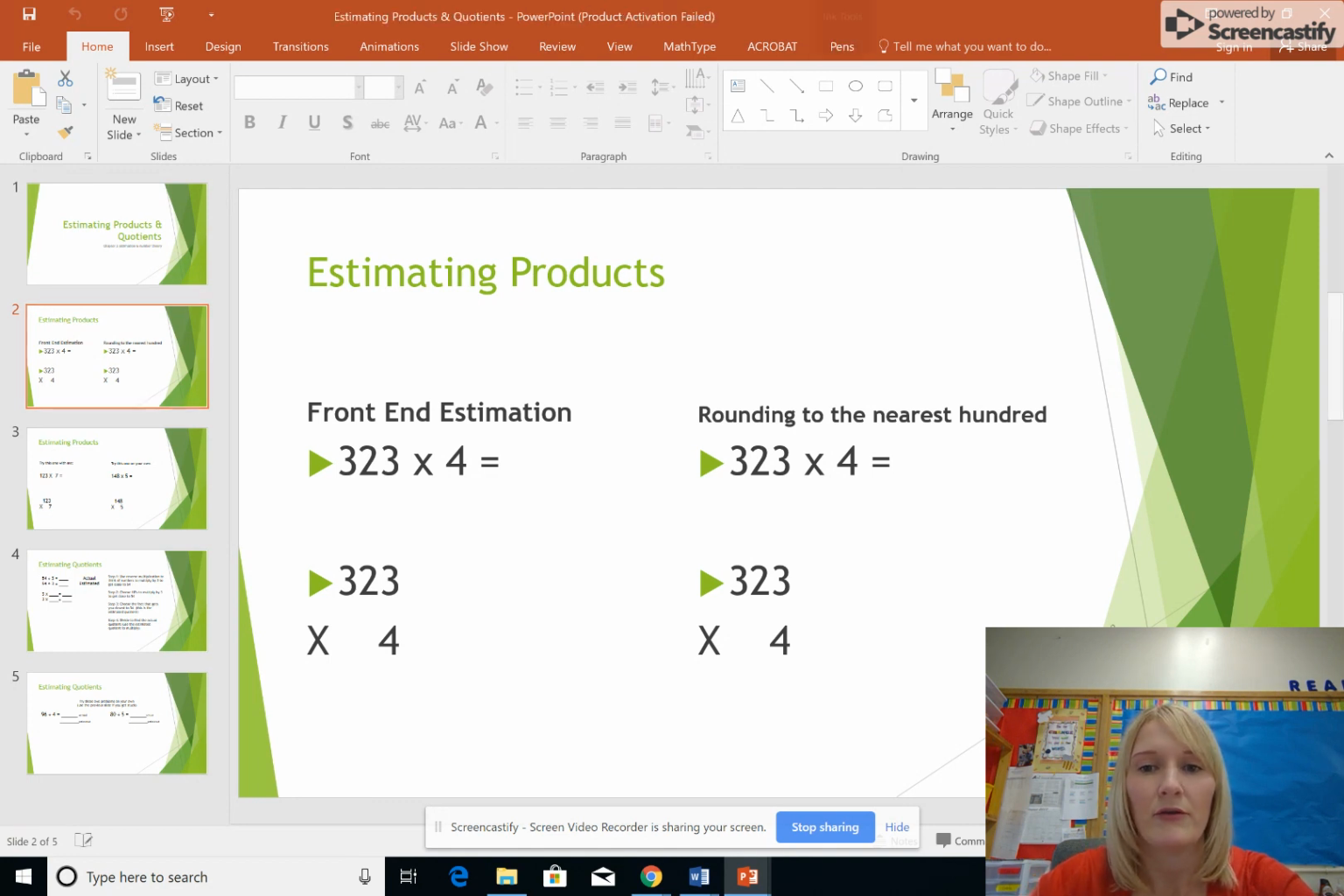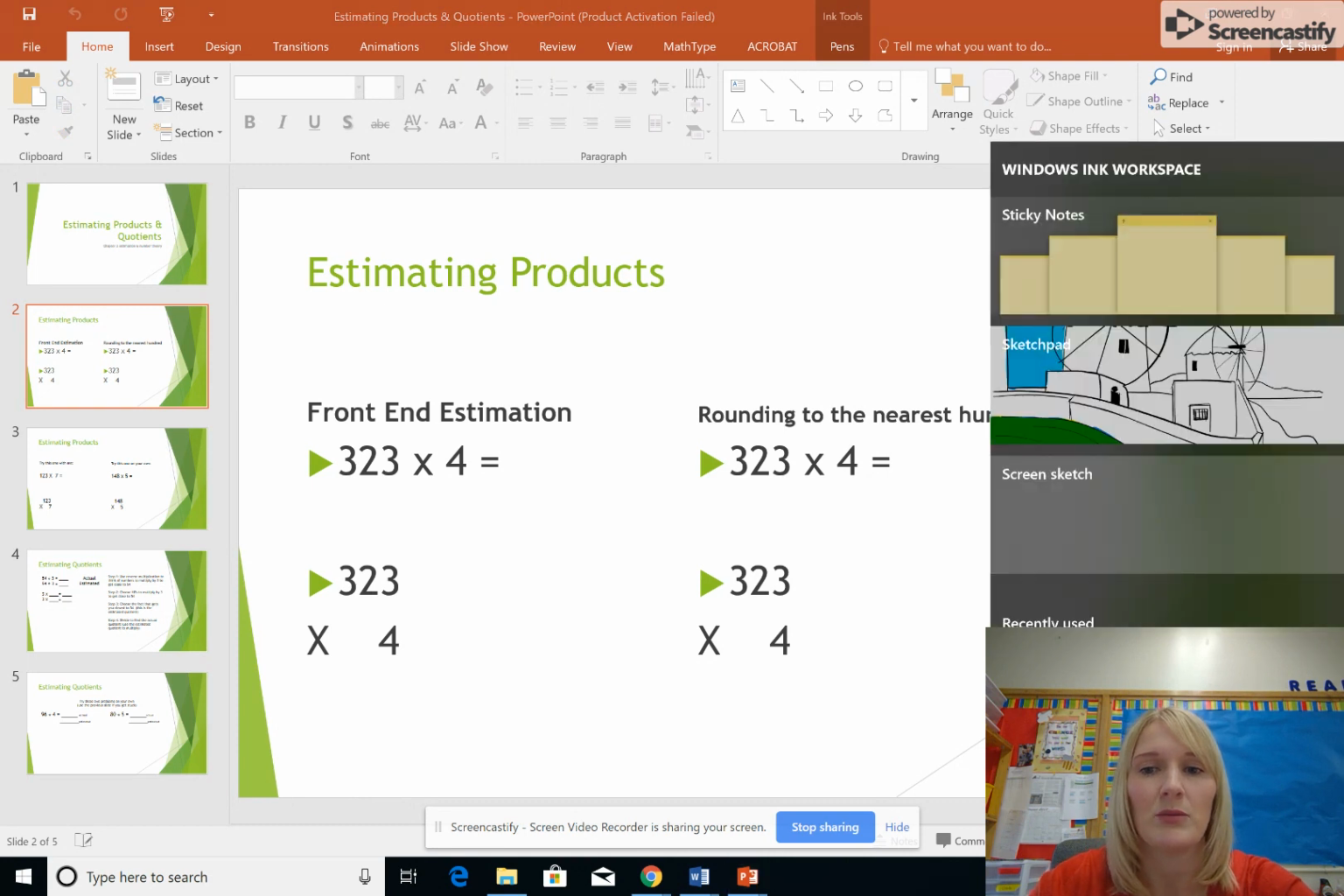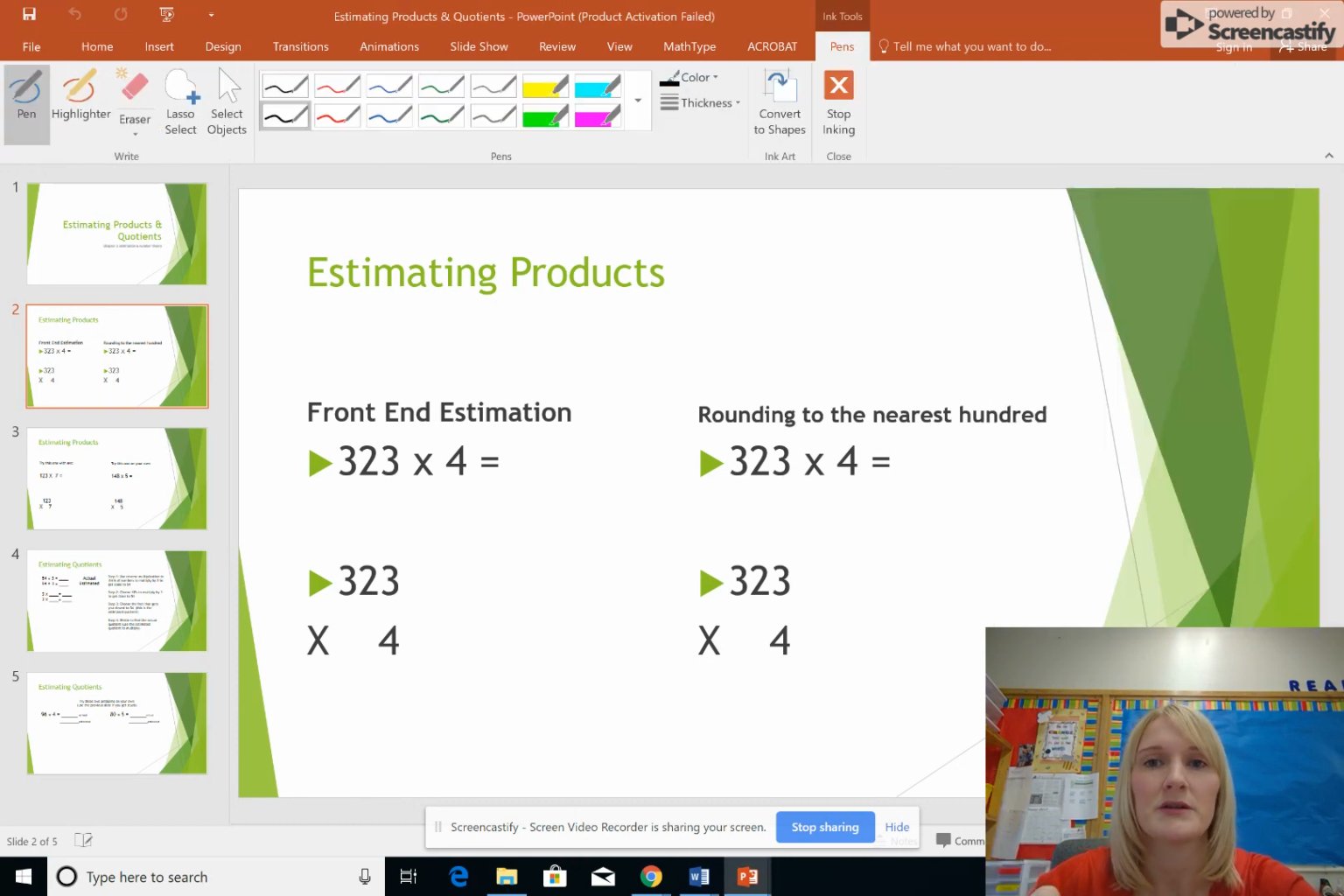When I have a multiplication problem that I am trying to solve, sometimes we can use estimation to get an about answer to check our accuracy for our actual answer. If you look at the screen, you're going to see two ways to do this: front-end estimation and rounding to the nearest hundred. I'm going to show you both. When you go to practice on your guided notes, you can use whichever one you feel more comfortable with. So let's start with front-end estimation.